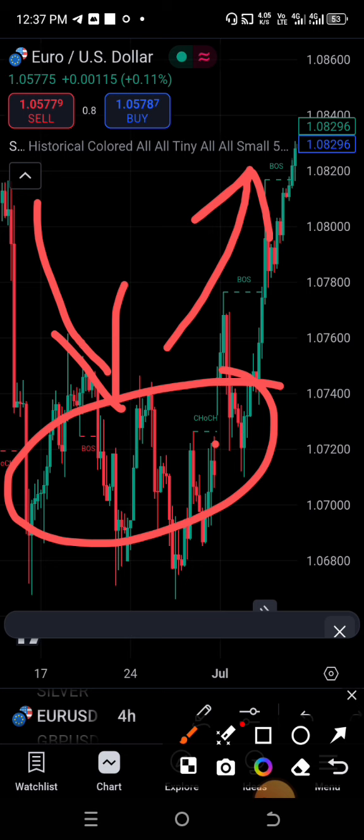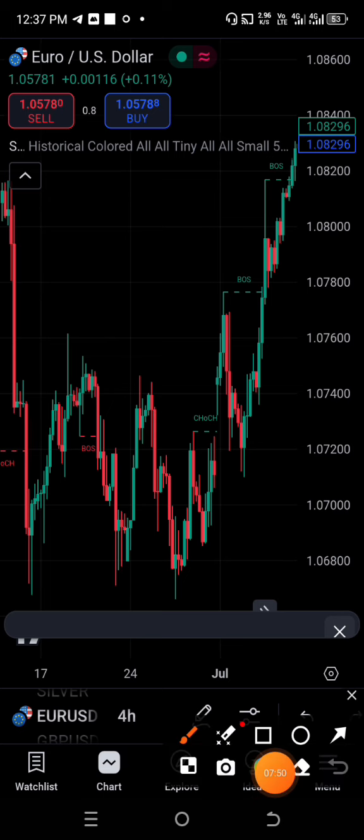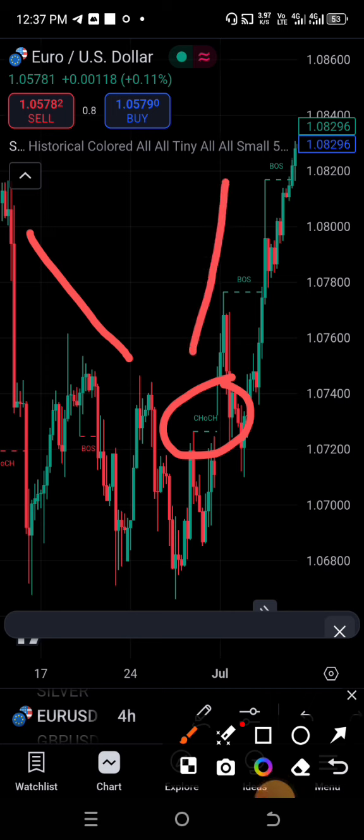If the current trend you have is a downward trend, anytime you have a change of character coming into play, the market will change direction from a downward trend to an upward trend, like we are having here. If you look at it, the market was coming down. There was a change of character here, and the market started running up aggressively. Now, what is the meaning of change of character? When you have a break of structure in the opposite direction, that is what we call a change of character.